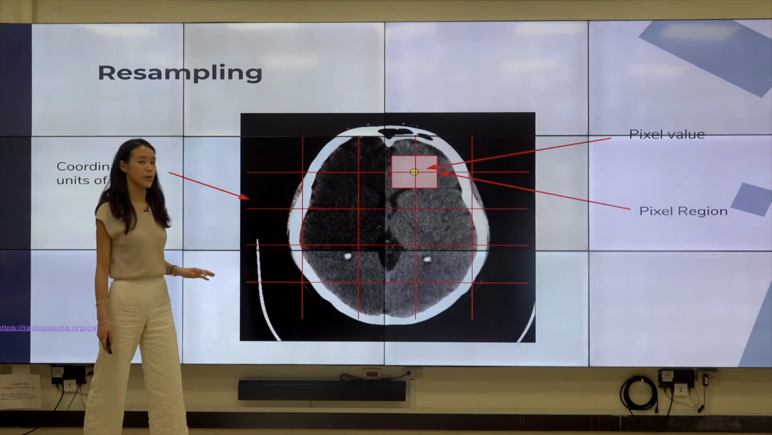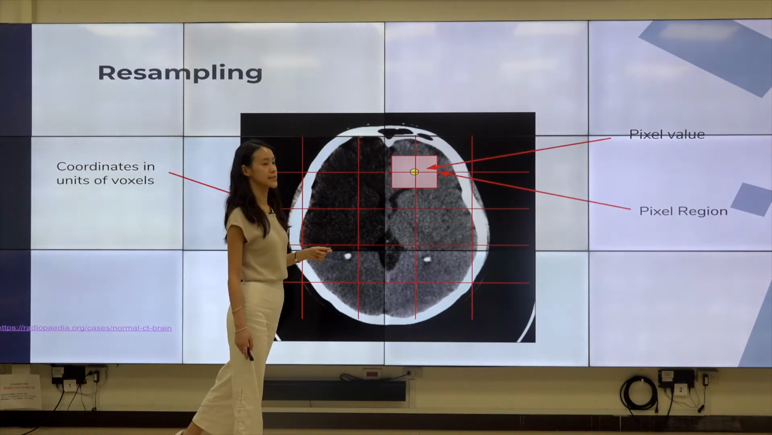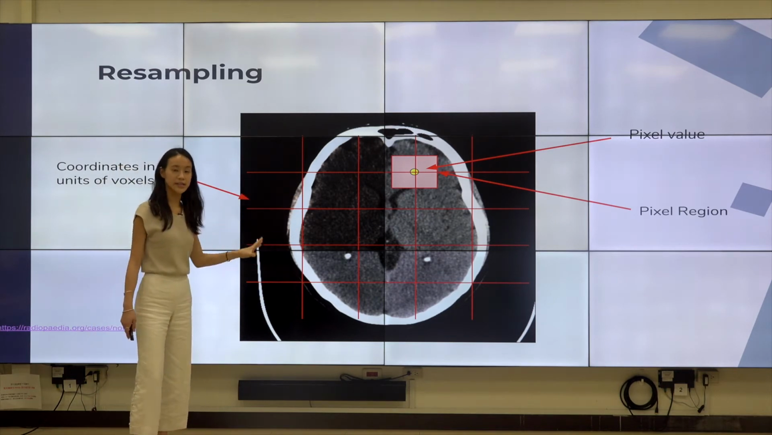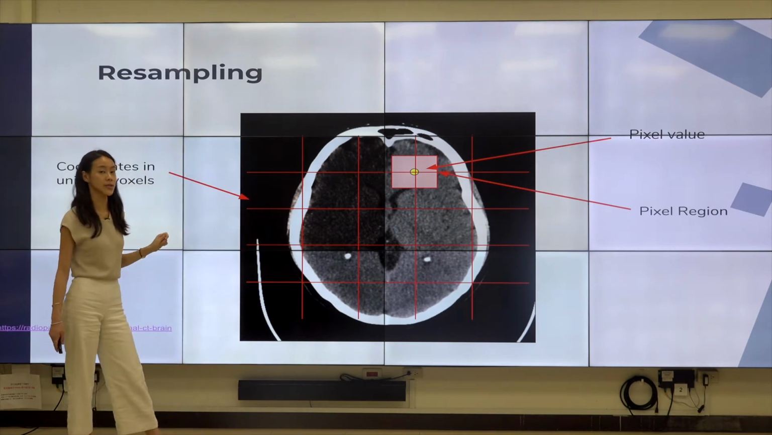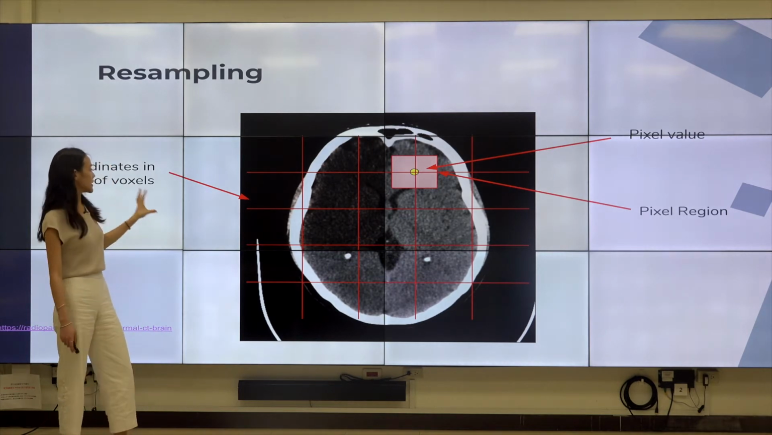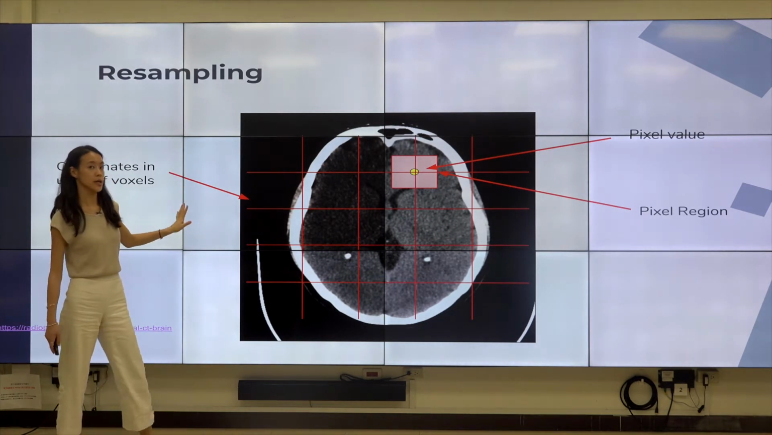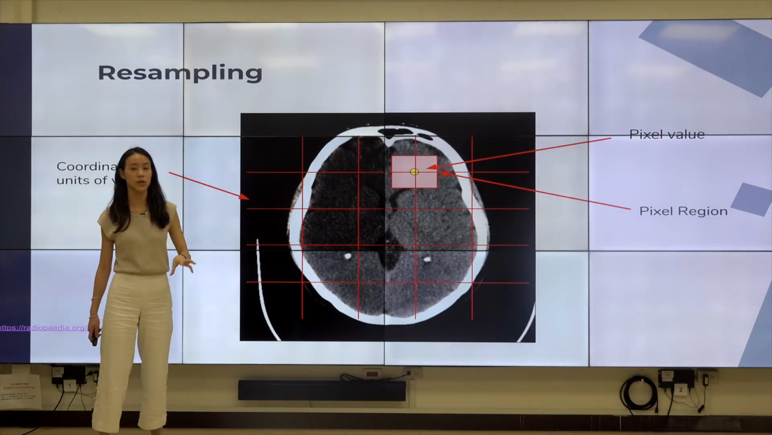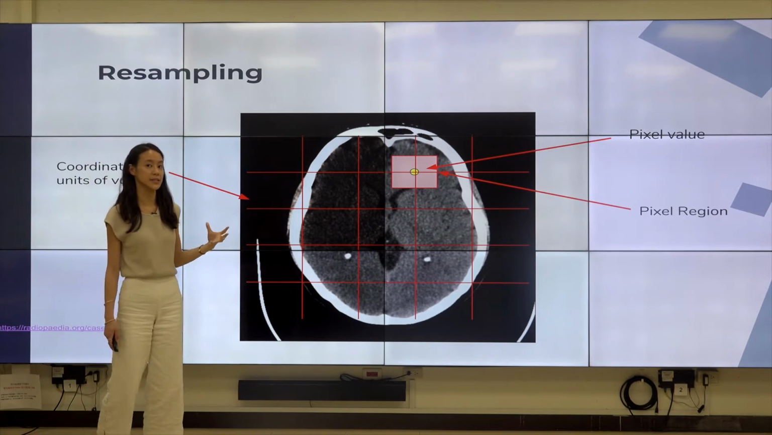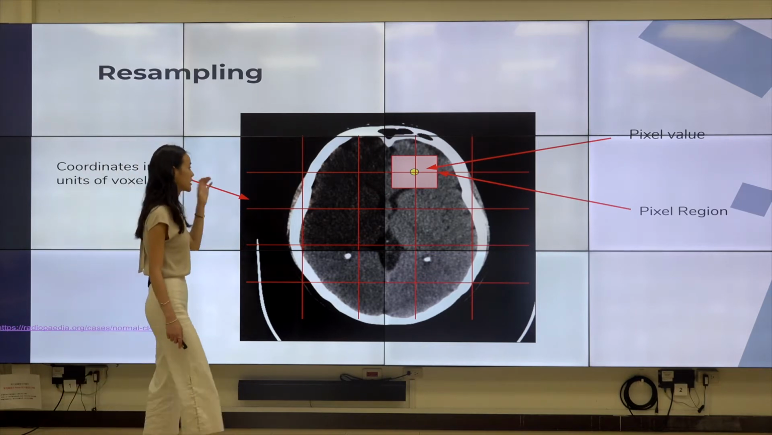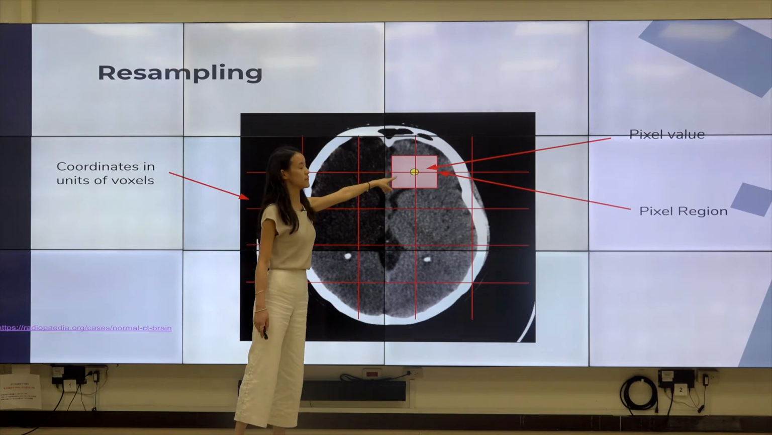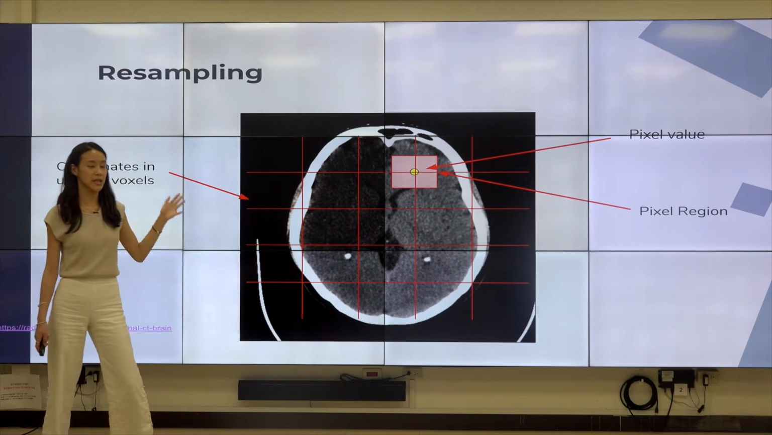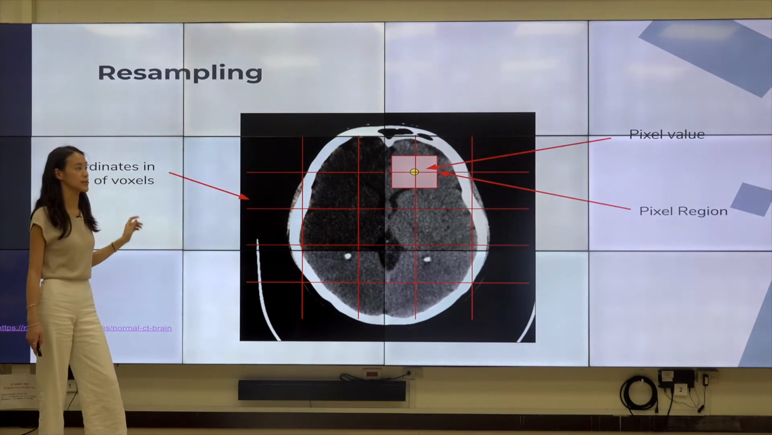And so one thing to know as we're talking about resampling is, let's jog our memories back onto how we defined that grid that we were looking at two slides earlier. These are in coordinates of voxels, units of voxels. As we stated in previous lectures, voxels are in terms of a 3D sense of image analysis. One thing to note is that we're looking at the pixel value, which is that middle point, and the pixel region as we're talking about resampling. So this is just rejogging our memories in terms of how resampling occurs.